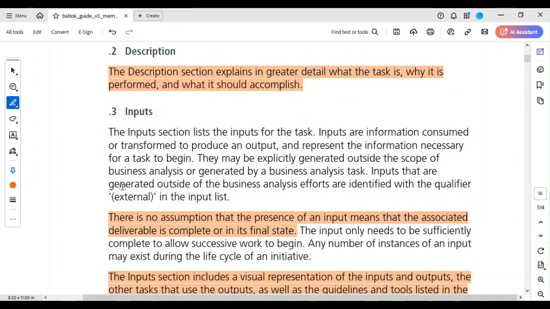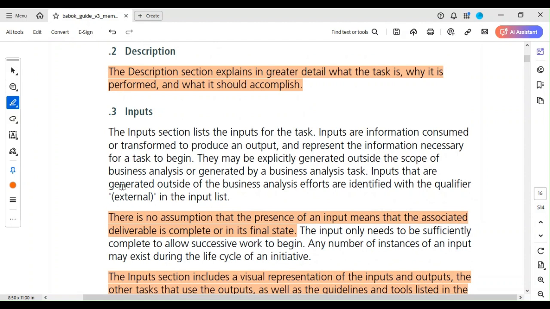Input. Remember, whenever you see input, you know that this is what I'm bringing in, and remember, it is not your one-stop shop. That means there may be other things to do even when you've gotten to the input. So the input section lists the input for the task. Inputs are information consumed or transformed to produce an output. Remember, in primary school, they tell you garbage in, garbage out.